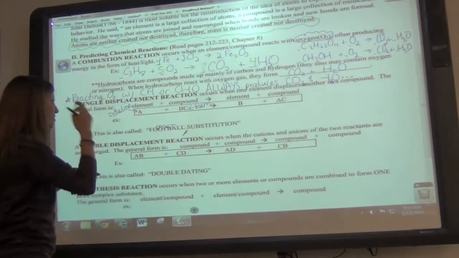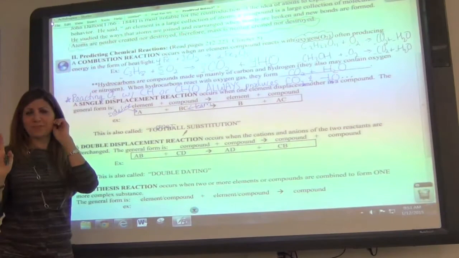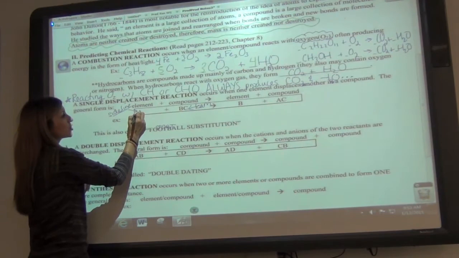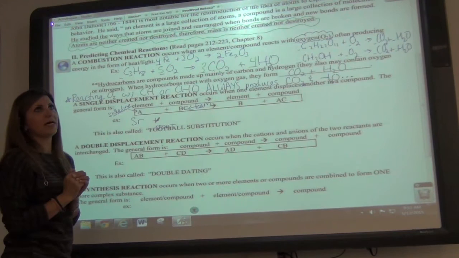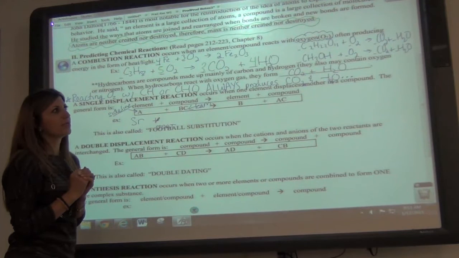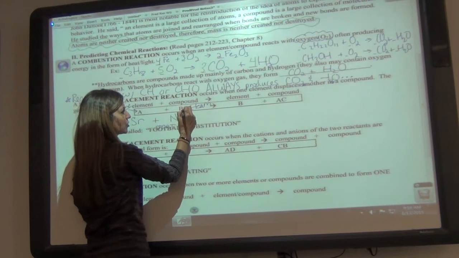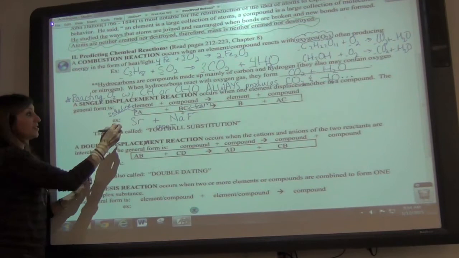Let's do an example. I'll do a simple example. We're not going to use polyatomic ions yet. So let's do something like strontium, which is Sr on the periodic table. It has no charge right now, okay? So it's just strontium. We're going to have strontium reacting with, let's do something like sodium fluoride. So let's do Na, which has a plus one charge, and F, which has a minus one charge. Okay, strontium sitting on the sideline.